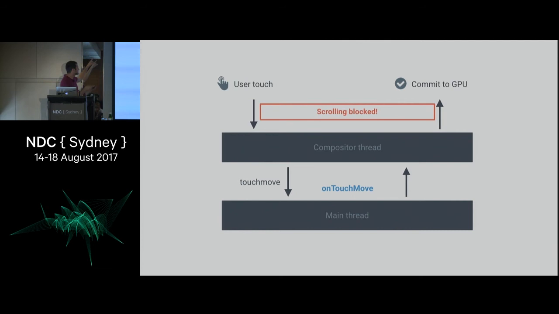So why can't the browser just immediately commit it to the GPU? Because you can cancel the event. Because you could run event.preventDefault. So here in the touch move, you could decide not to commit it to the GPU by running event.preventDefault. That's why the browser has to go through all of this before it commits it to the GPU. So that's not your fault. That's a design problem.